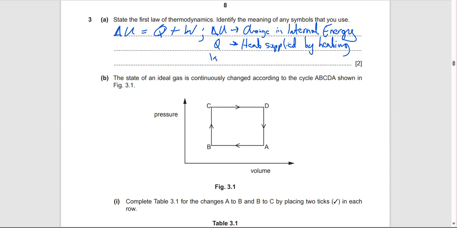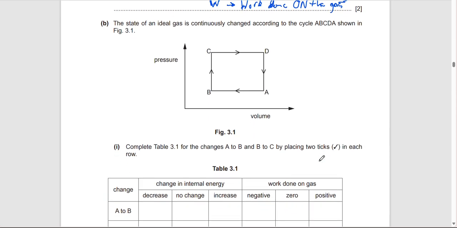And then W, the work done on the gas. Remember, work done by the gas and on the gas is different. So I'll explain what that means for this next question.